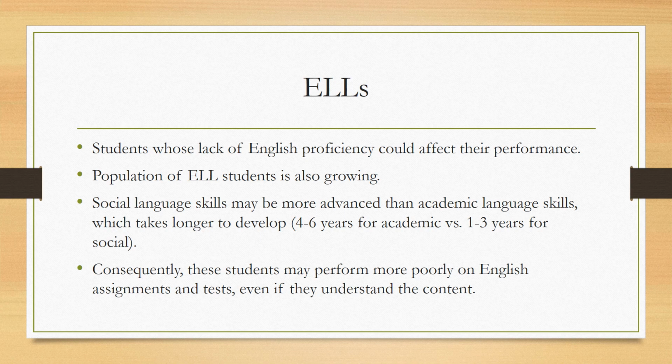Part of the problem is that students learn language skills in 2 different ways. There's social language skills. These are the skills they need to communicate with their friends, with you, and they may be more advanced than academic language skills, or the skills they need to write a paper, for example. So it typically takes 4 to 6 years to learn academic language skills versus only 1 to 3 years for social. So you might hear them talking in your classroom and go, well, they're fluent in English, but they're not showing that in their papers because they haven't mastered that level of English yet.